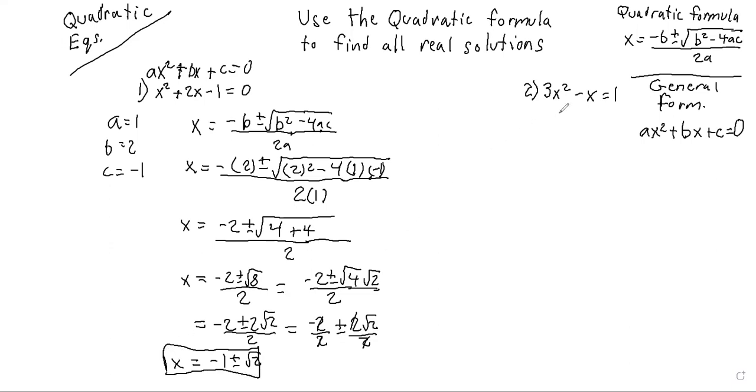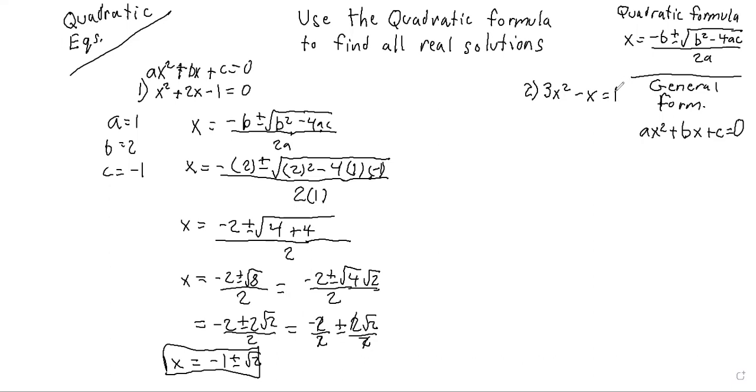Okay, now let's look at the other one. Here we have 3x squared minus x equals 1, but this is not in the general format. The general format is 3 terms that equal 0. We have 2 terms on this side, and we have 1 term on the other side. So we have to do a little bit of algebra to get it equal to 0. How do we do that?